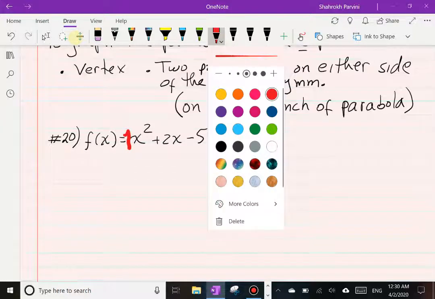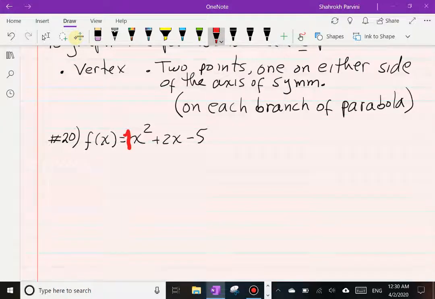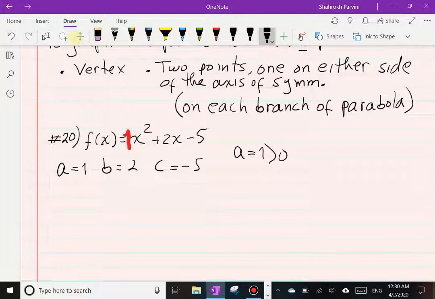Okay, so that's what that is. Here I'm going to write that for this function, a is 1, and then b is 2, and c, of course, negative 5. Now, the fact that a is 1, it is positive, so that just tells us the parabola opens upward. We know that much. Okay, now remember we need 3 points.